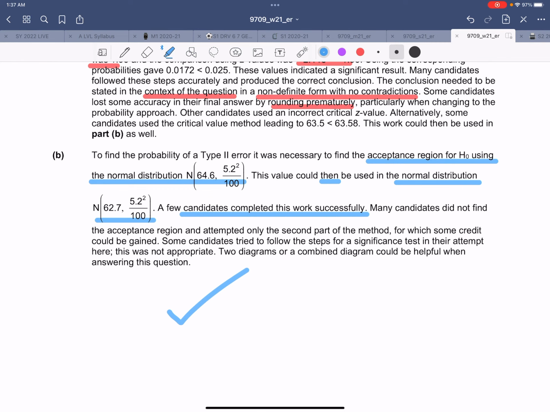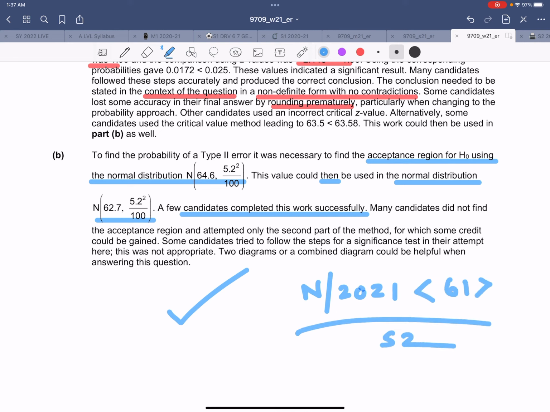So that finishes November 2021 variant 61 of the S2 paper. Stay tuned for more.